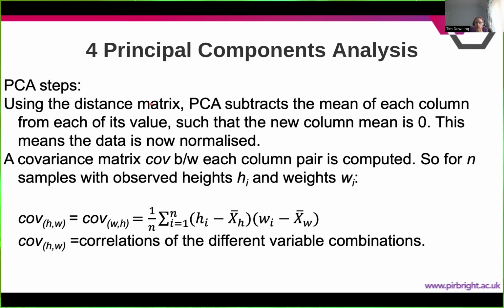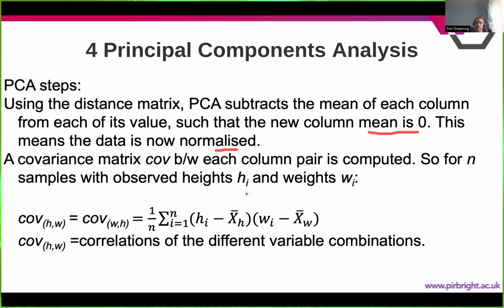So in detail, in more steps, we get the mean of each column and subtract that from the value that's shown, so that the average mean across all the columns is now 0. So this is now normalized data. We then look at the covariance between each column pair.